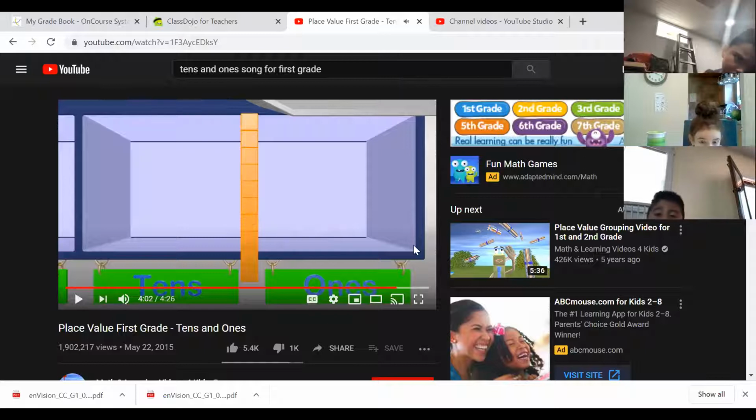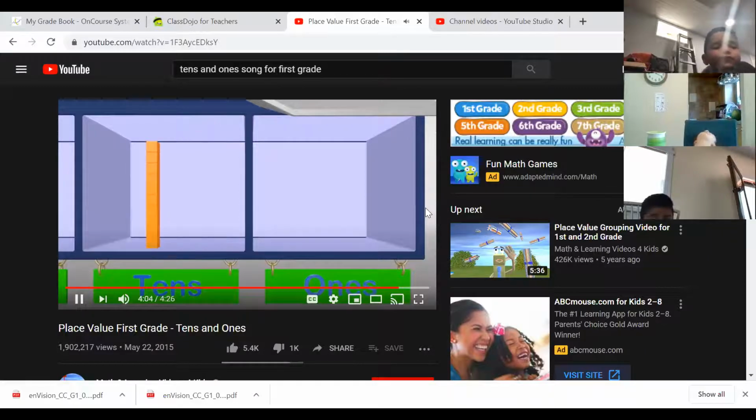Here's our tens block, the cube train. Which room does it go in? The ones or the tens? Giancarlos? The tens, yep. You got it. It belongs in the tens room.